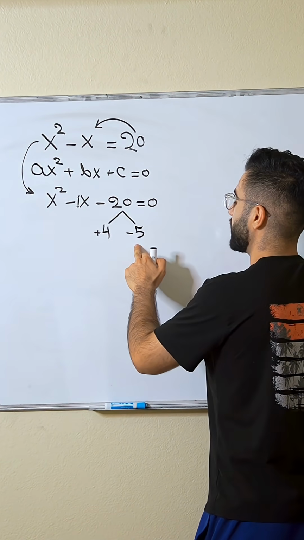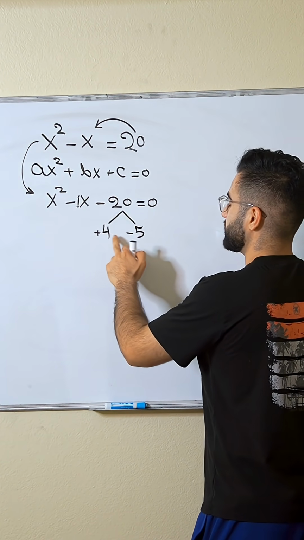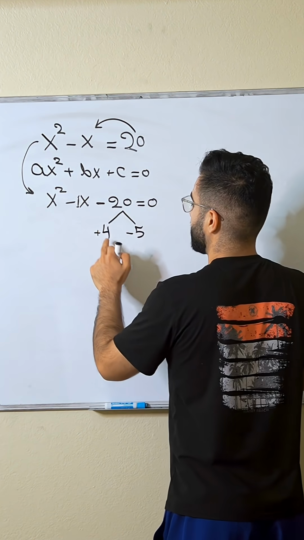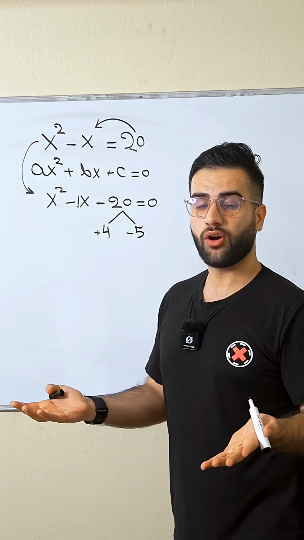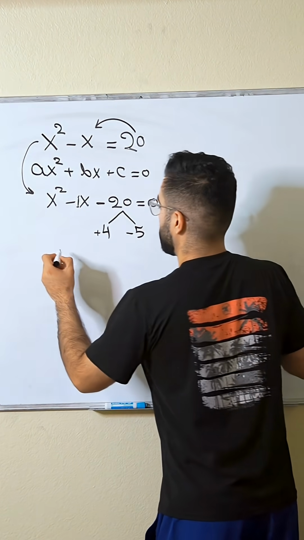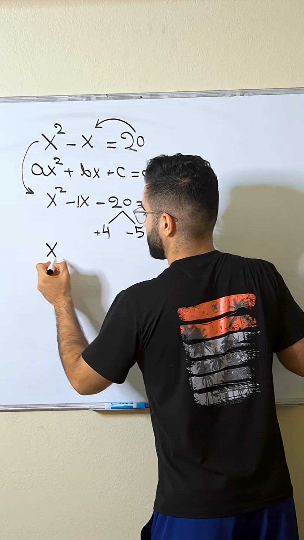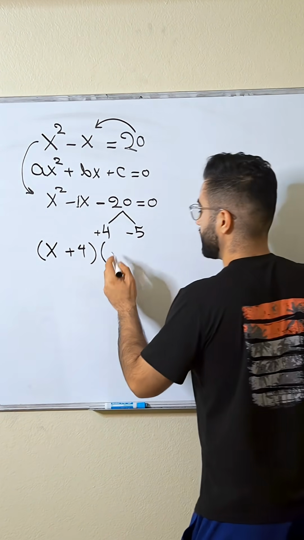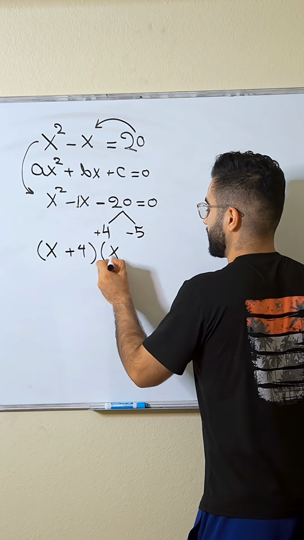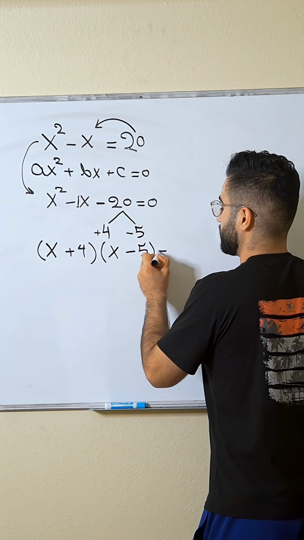So now 4 times 5 is 20. Positive times negative is negative, and when I add them together, I'm going to get negative 1. So now I almost solved this problem. So now I'm just going to write it as x plus 4 in one parenthesis times another parenthesis with x negative 5 equal to 0.